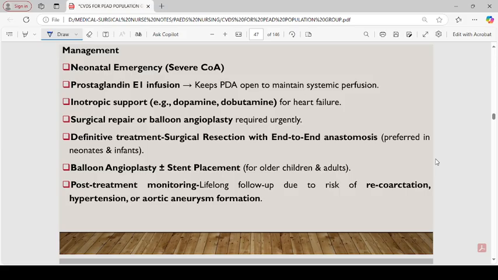Definitive treatment is normally surgical resection with end-to-end anastomosis. This is preferred in neonates and infants. Balloon angioplasty plus stent placement will be preferred in older children and adults. And then post-treatment monitoring: you have to know that you are going to be on lifelong follow-up due to the risk of recoarctation, hypertension, and aortic aneurysm formation.